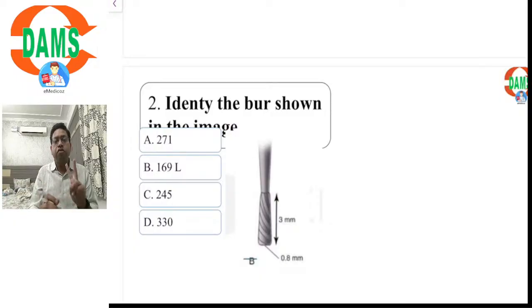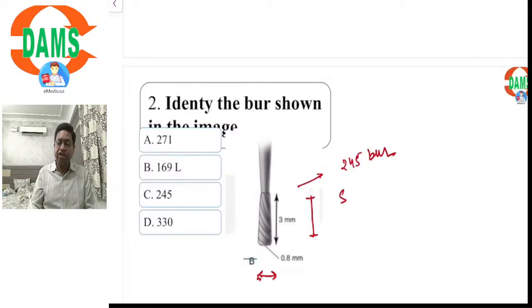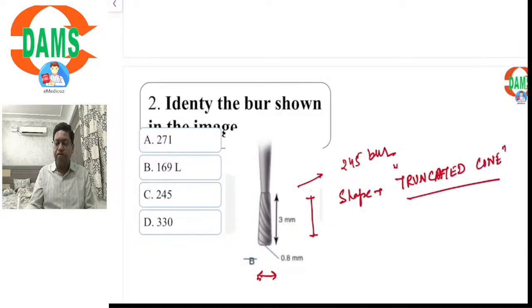Okay, so there are two types of particles that we use in these two situations. Now, identify the burr that is shown in the image. I think everyone can identify it. This is used for amalgam tooth preparations. That is number 245 burr. The length of the burr head is 3 millimeter. The diameter is 0.8 millimeter. And it has the shape that is called truncated. The shape of the burr head is called truncated cone.